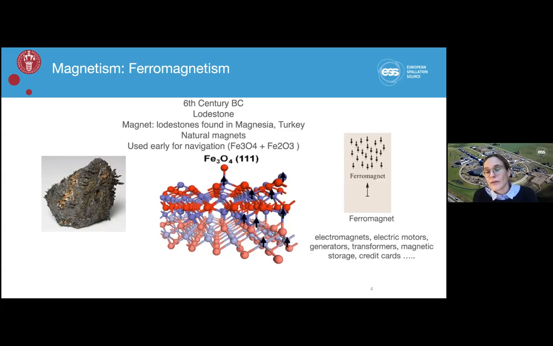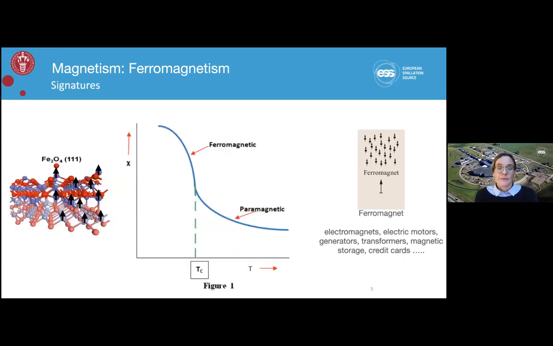And these are magnetized in a ferromagnetic way, and this means that all the moments, which we call spins, the magnetic component, are aligned along a single direction. So ferromagnets are very useful because we use them as electromagnets, in electric motors, generators, transformers, etc. So this is something that is very much part of our high technology society.